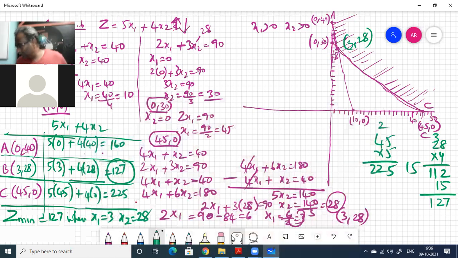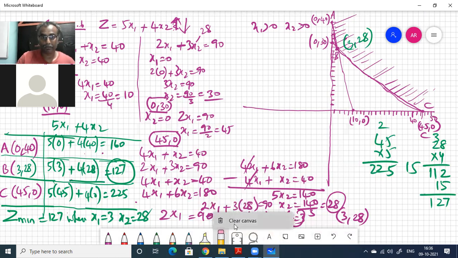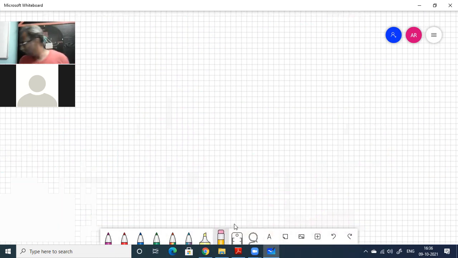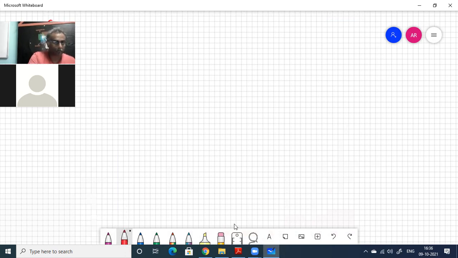Okay. Now let us do all the following LPP, that is maximizing function. Okay, maximizing function. Let us do example 10.7 and see how to maximize. Example 10.7 is telling: maximize z equal to 2x1 plus 3x2.